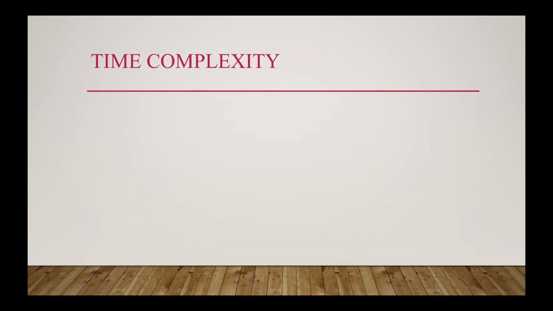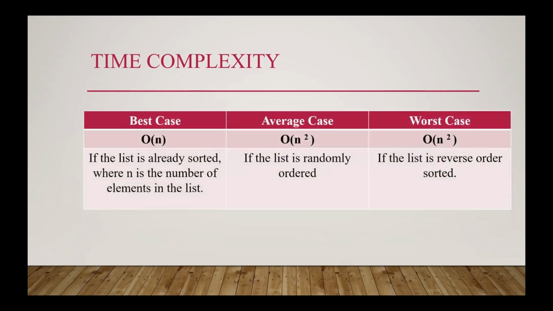So let us discuss the time complexity. The time complexity for the best case is order of n, where n is the number of elements in a list where the data is already sorted. If the elements are already sorted, for the outer loop we only have to traverse. The inner loop, with j greater than or equal to 0 and a[j] greater than the temp value, will not execute because the data is already sorted. That's why the best case is order of n.